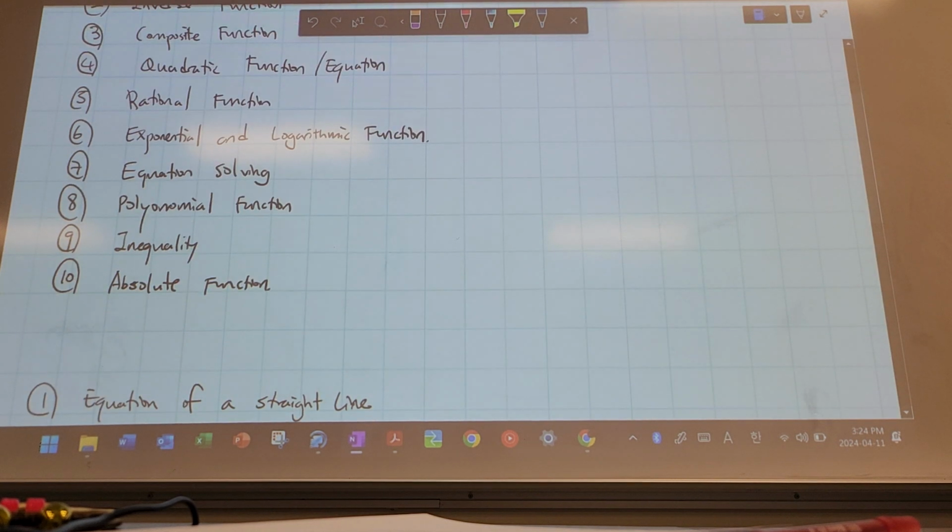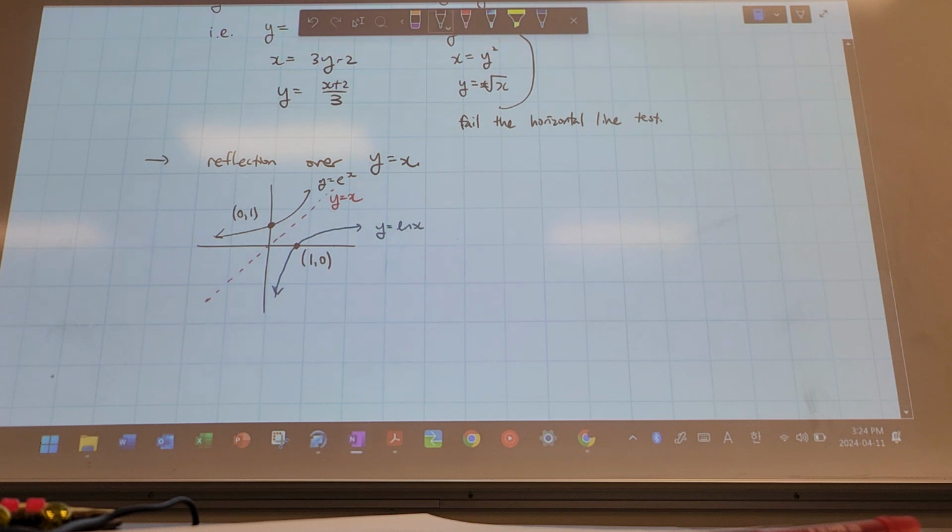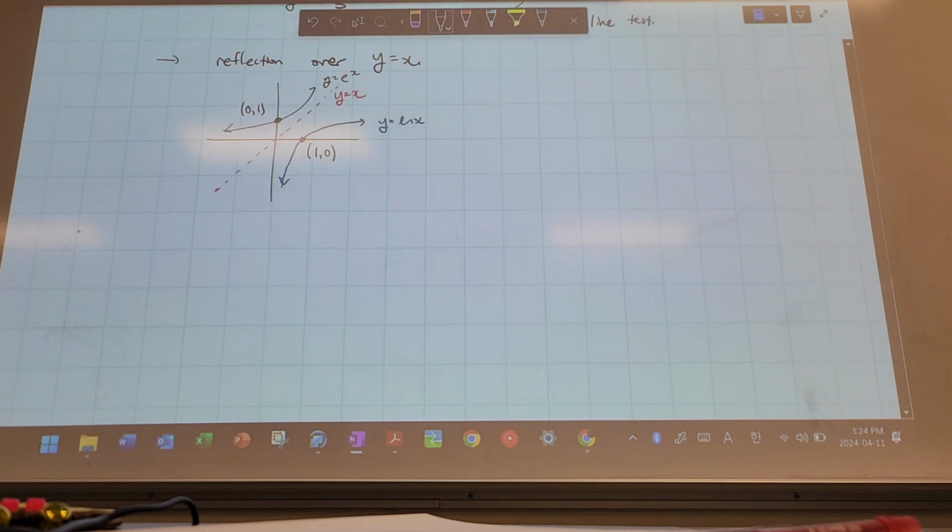Number 3 was composite function. Composite function is when you have a function of a function. We usually represent it as f of g of x, or we also represent it as f with a little circle, g of x.